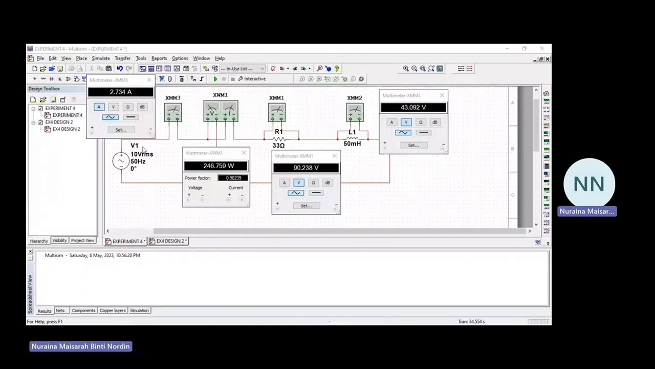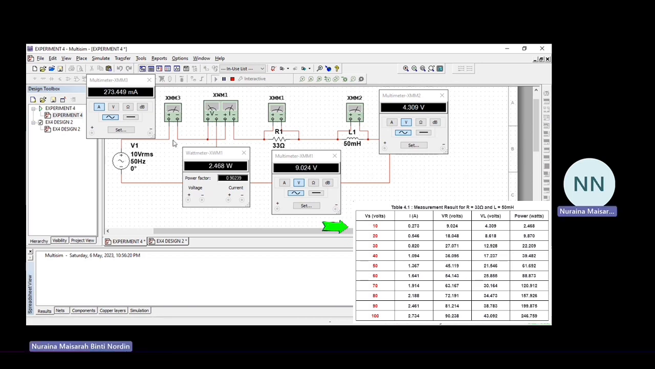Okay, so now we're going to manipulate the value of voltage to find the value of power factor, the value of current, the voltage for resistor, and also the voltage for inductor. We're going to manipulate the value of voltage from 10 volts until 100 volts. So we try the first one, okay?